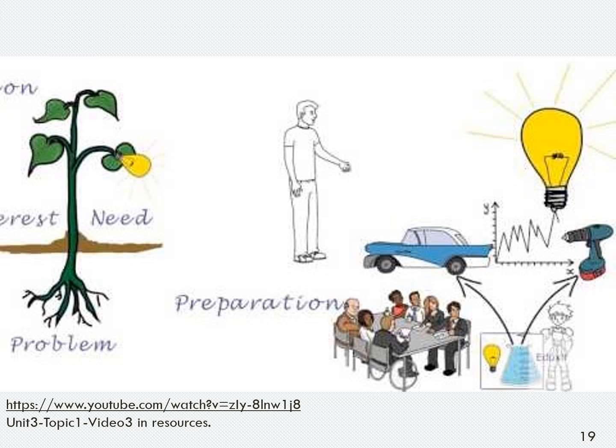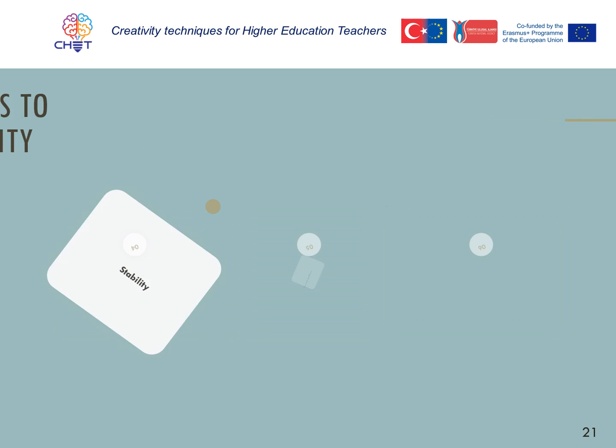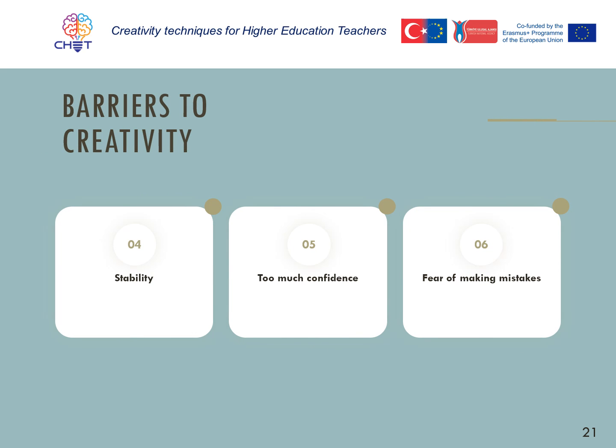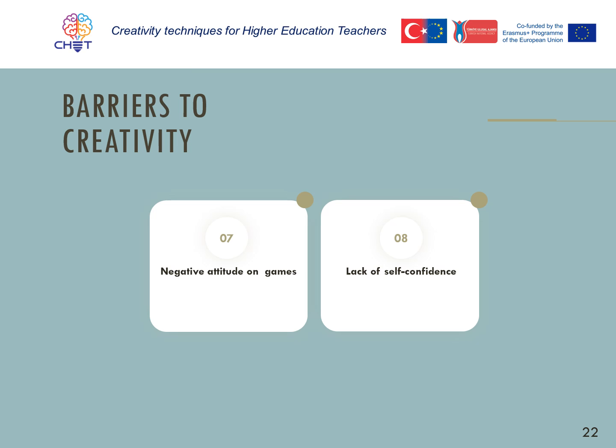Now, we will watch a video about various stages involved in the creative process. Barriers to creativity are looking for a single truth, seeking logic, obeying the rules, stability, too much confidence, fear of making mistakes, negative attitude on games, and lack of self-confidence.